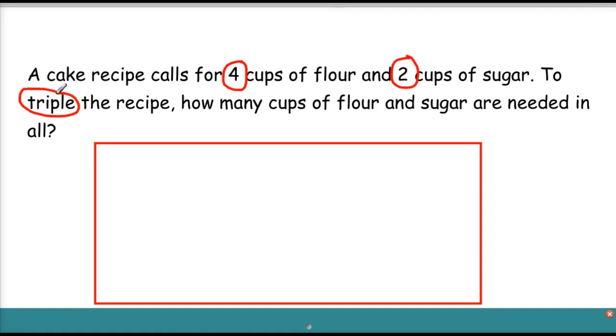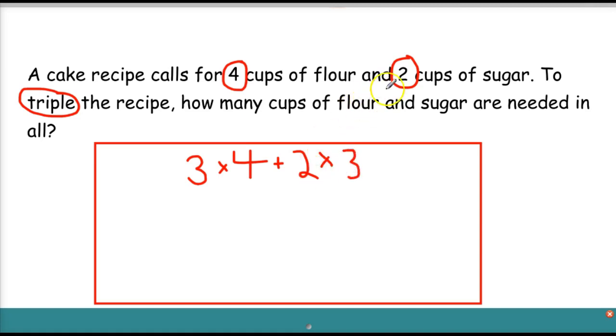So if I'm going to triple the recipe, that means I'm going to take 4 and I'm going to take 2 and I'm going to multiply them times 3. So first of all, I have to write down my numerical expression. So I'm going to write it like this. 3 times 4, because I'm going to multiply the cups of flour, but I'm going to triple that. Now I'm going to add 2 times 3.